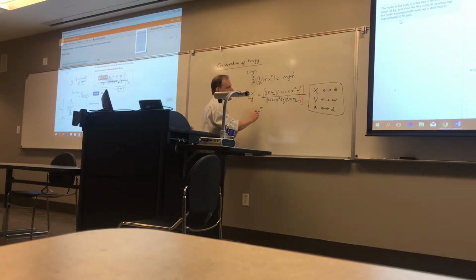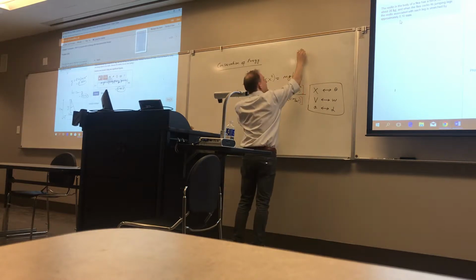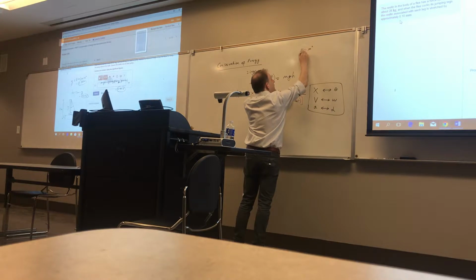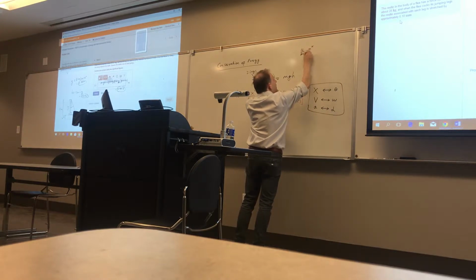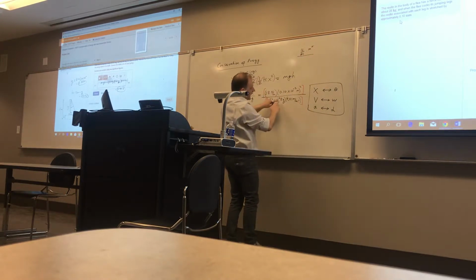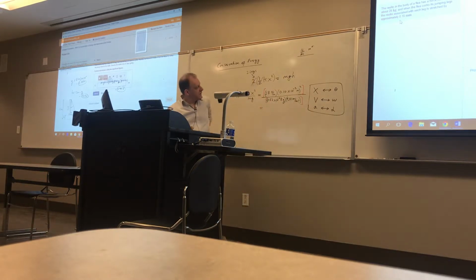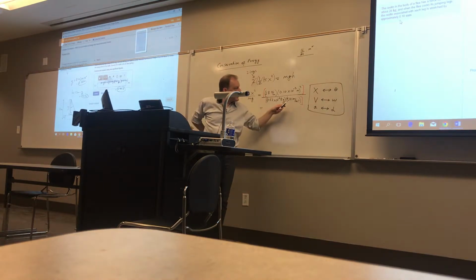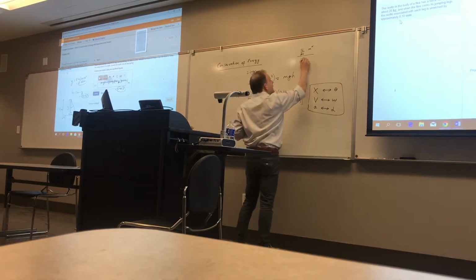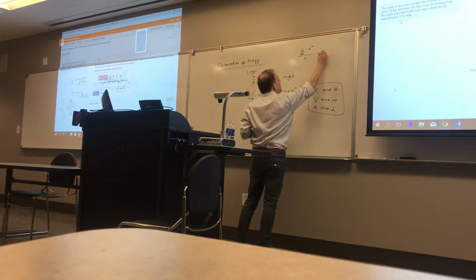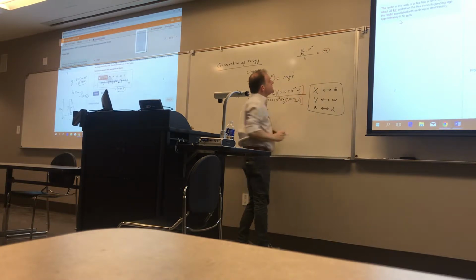What will the units be? We've got newtons per meter times meters squared in the numerator. And in the denominator I've got kilograms times meters per second squared. Is that a newton? Kilograms times meters per second squared is newtons. So it looks like the units are just going to be meters.